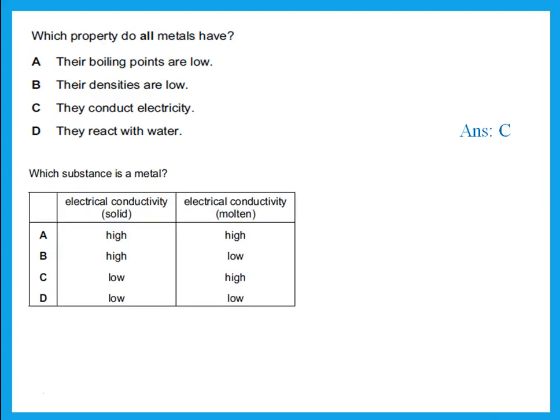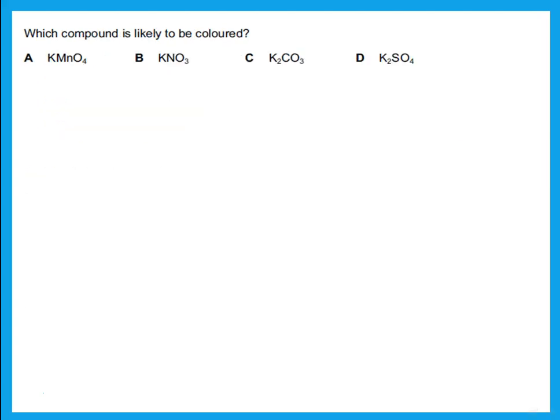Which substance is a metal? Well, if it's a metal, will it conduct electricity solid? Yes, it's the only substance that conducts electricity as a solid. That would be a metal, apart from graphite. So yes, it should be high electrical conductivity when molten, yes. A metal has free moving electrons, so it conducts electricity both as a solid and as a liquid or molten.